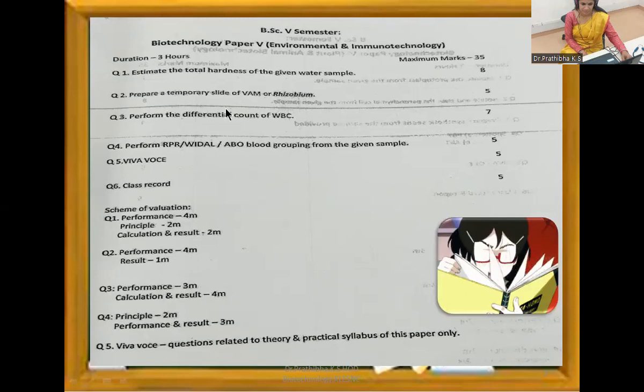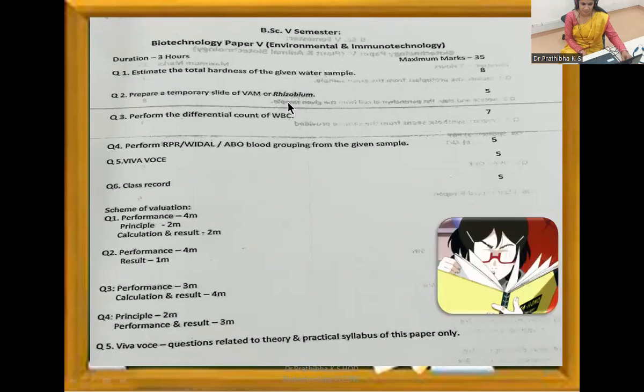Then question number 2, prepare a temporary slide of VAM or rhizobium. So a VAM sample will be given. We need to focus and observe under the microscope. Prepare the slide of the VAM, focus, observe under the microscope, and then call the examiner. If your slide is good, they'll give marks for your performance.